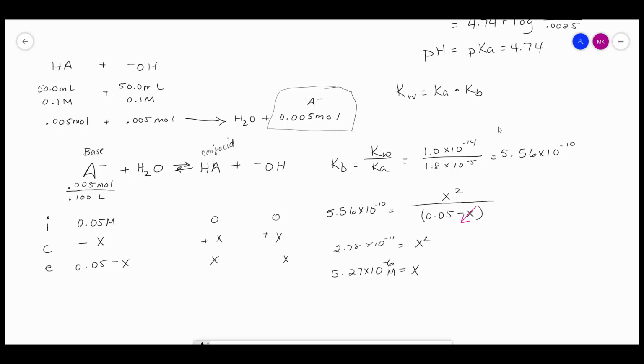And what does the X represent? Well, this time the X does not represent H plus or hydronium. This time the X represents the concentration of hydroxide. Now you can take the log of this and find the pOH. So the pOH is 5.28. The pH, which is oftentimes what you will be asked for, is 14 minus that value, or 8.72. So that's the pH at the equivalence point for this particular reaction.